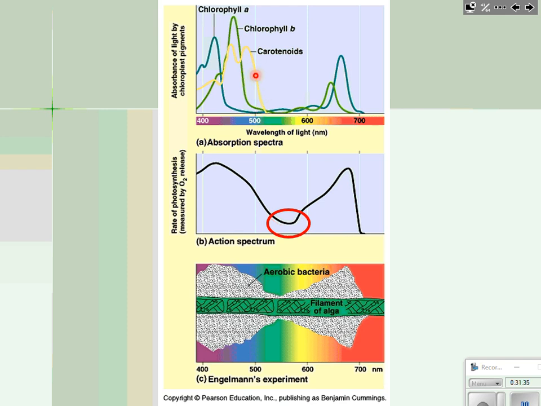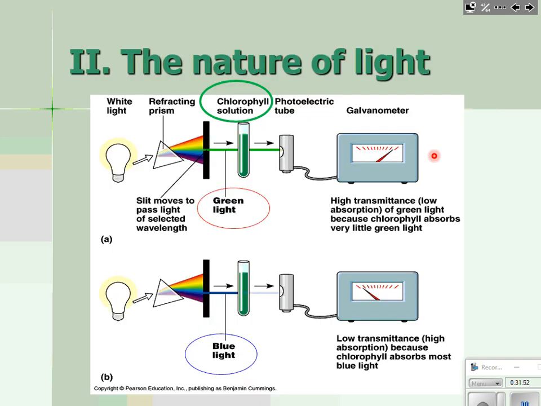So chlorophyll A might not be able to absorb green light, but carotenoid pigments can absorb some of that green light energy and then transfer that energy over to the chlorophyll so that none of that light energy gets wasted. So this is another way of kind of driving home this point.